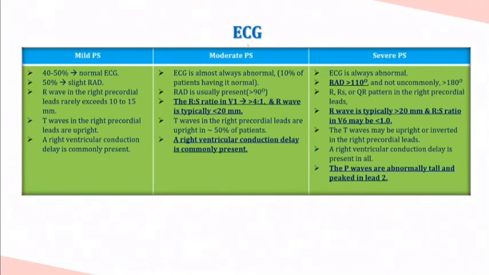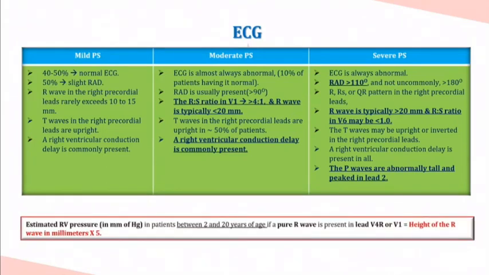There is also right axis deviation, and right axis deviation as high as greater than 110 degrees is expected with severe pulmonary stenosis. And with increasing severity, the R by S ratio in V1 increases. The R wave goes beyond 20 millimeters of height with severe stenosis. And right ventricular conduction delay is seen in all types of pulmonary stenosis, irrespective of severity.